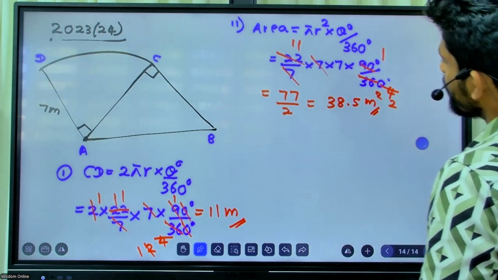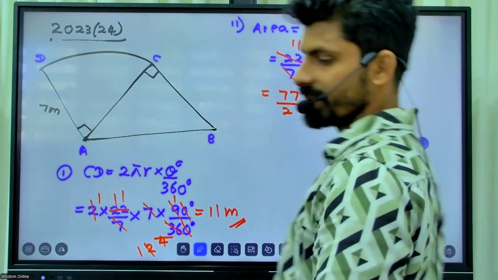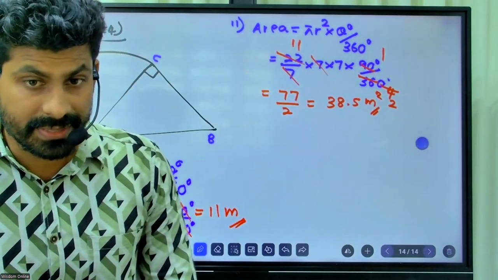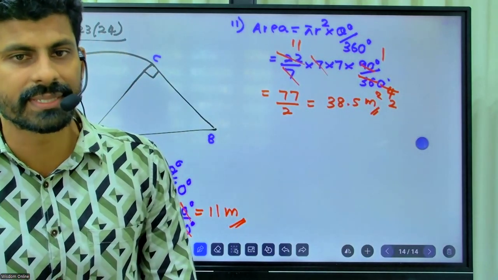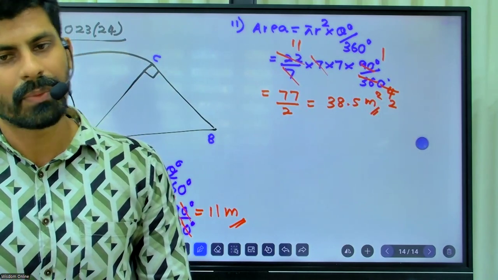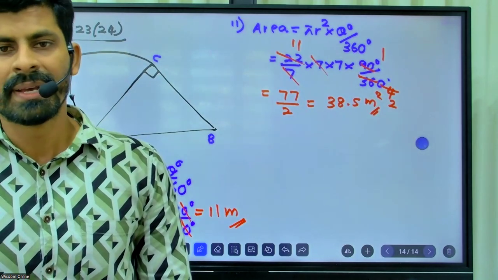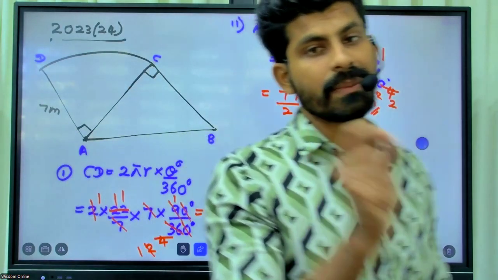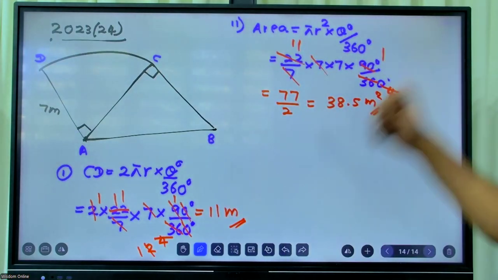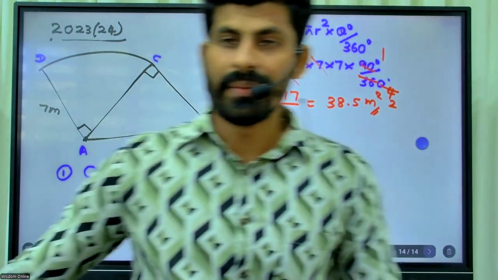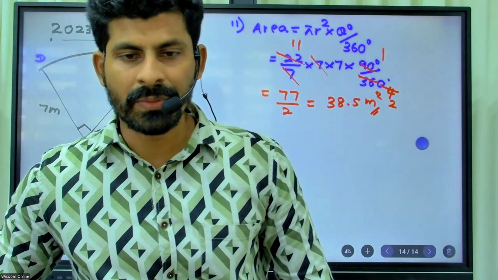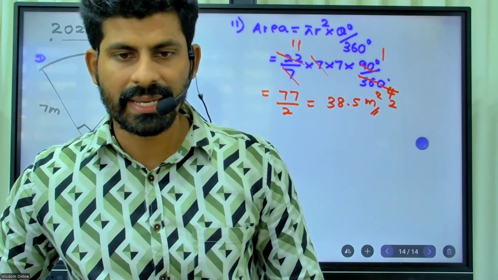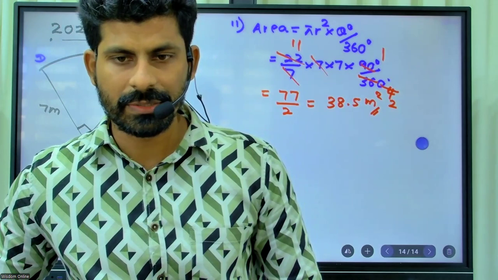Yes, 38.5 square meters. What is the area of the sector? 38.5 square meters. Right, very good. Let's quickly move to the next one.